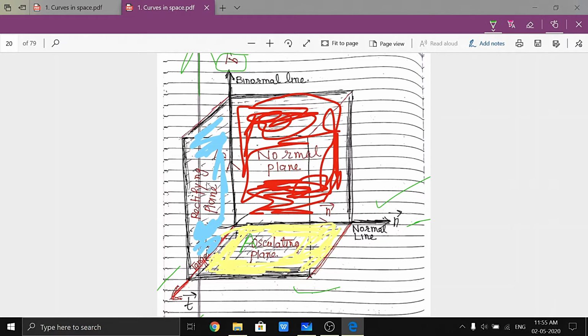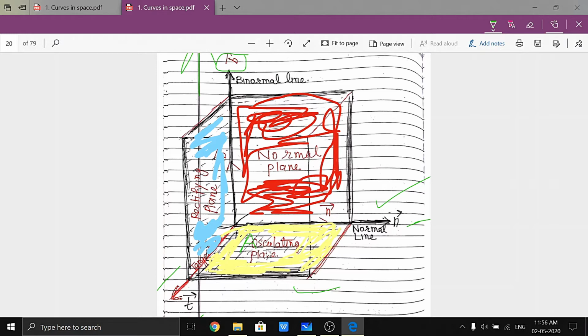And the rectifying plane is perpendicular to the principal normal vector. It contains the binormal line and the unit tangent vector. From these we can visualize the planes and the vectors T and B, and also the equations of all three planes.